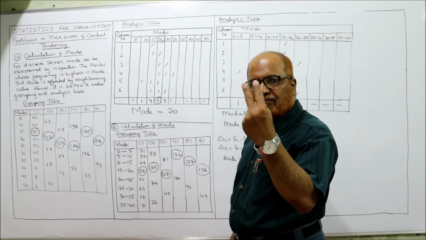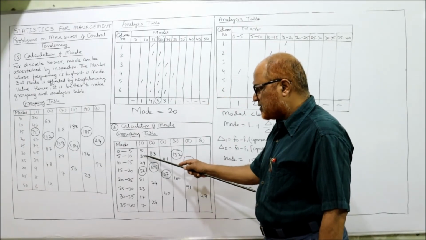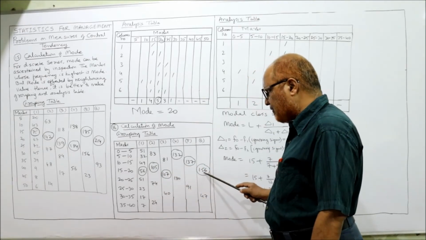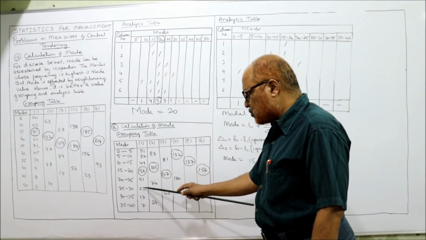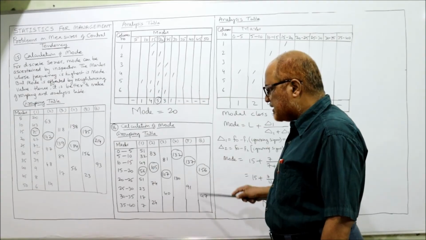Sixth column. Leave the first 2 and then group them in threes. These first 2 I have left. 49, 56, 51. If these 3 values are added, you will get 156. Then next 3. 23, 17, 7, 47. Now circle the highest one.